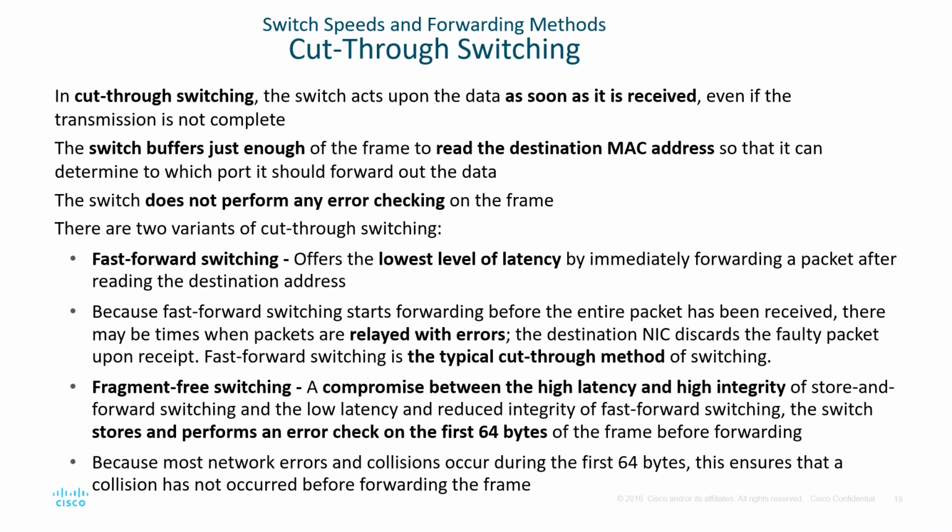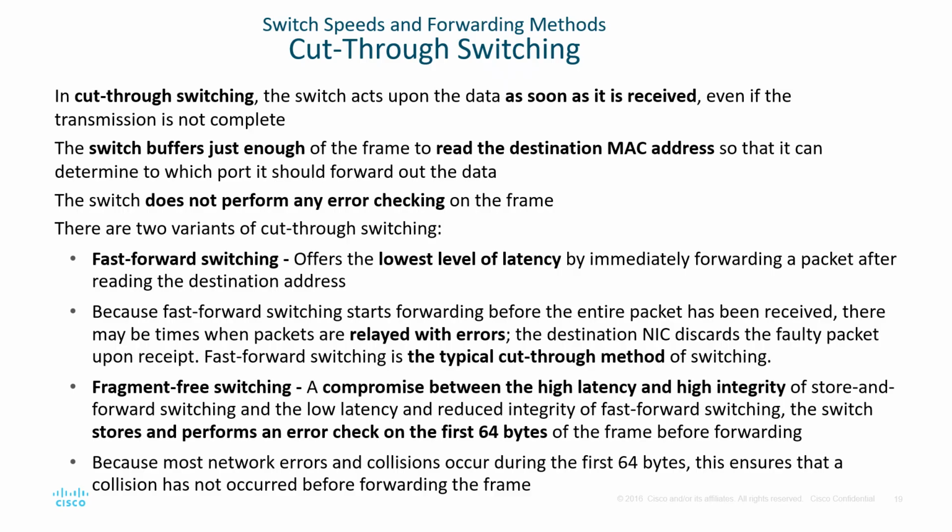Now, in cut-through switching, the switch acts upon the data as soon as it is received. So even if the transmission is not complete, your switch will buffer just enough of a frame to read that destination MAC address so that it can determine to which port it should forward out the frame. Again, cut-through does not perform any error checking on the frame, so you could pass corrupt frames.